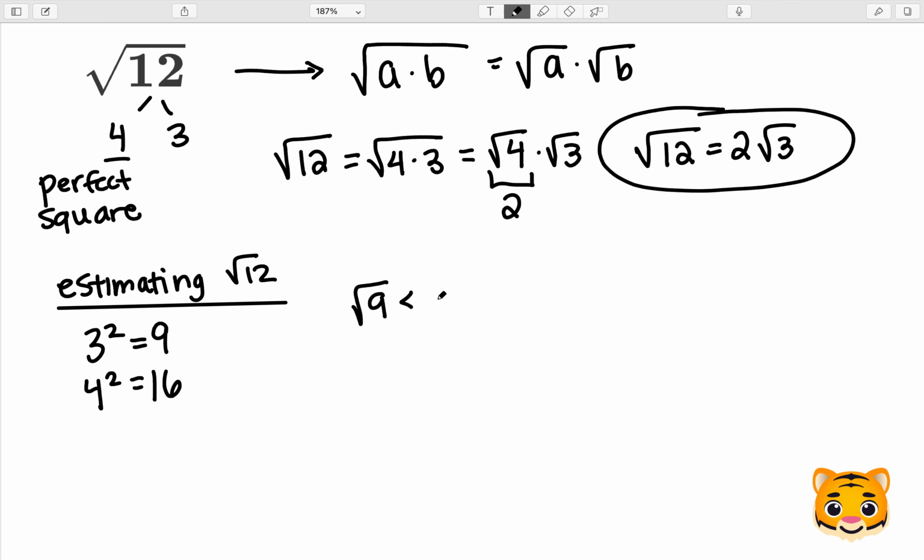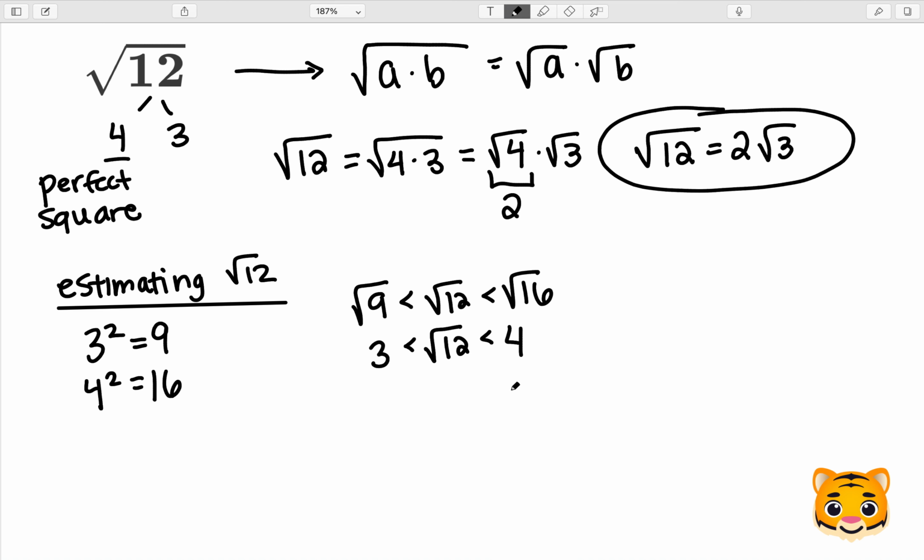Therefore, we can rewrite this inequality as the square root of 9 is less than the square root of 12, which is less than the square root of 16. Because 3 squared gives us 9, the square root of 9 is going to be 3. Because 4 squared is 16, the square root of 16 will be 4. Therefore, the square root of 12 is between 3 and 4.